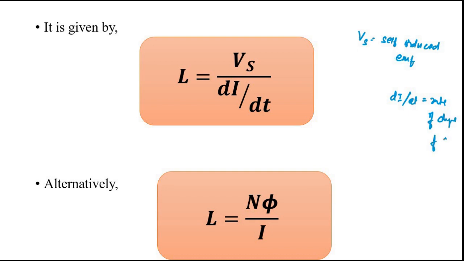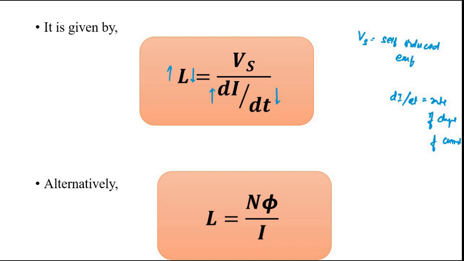So here the ratio of the self-induced EMF and the rate of change of current flowing through the inductor or coil is called inductance. It means as di by dt decreases, the value of inductance increases, and as di by dt increases, the value of inductance decreases. So a higher value of inductance means less change in current with respect to time, and a low value of inductance means a high change in current with respect to time.